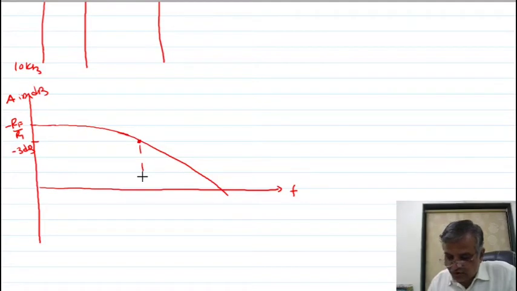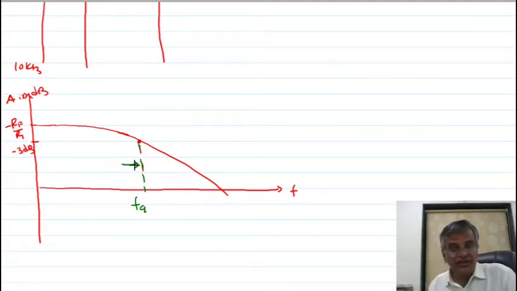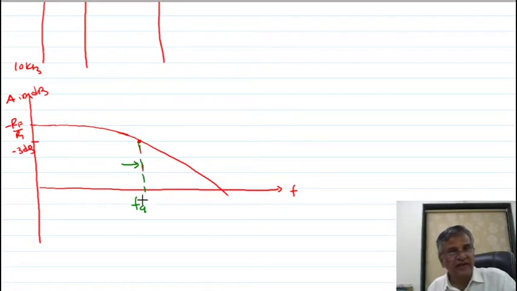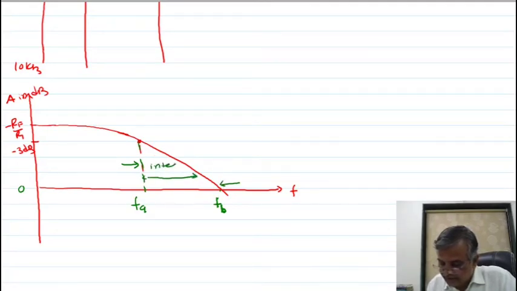That frequency is nothing but your FA. It means at this point integration starts. This is the frequency at which the circuit starts integrating your input signal, and this is the frequency at which 99% integration will take place, that is called FB. This is your integration range.